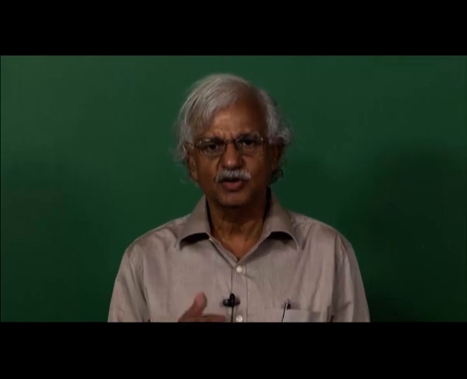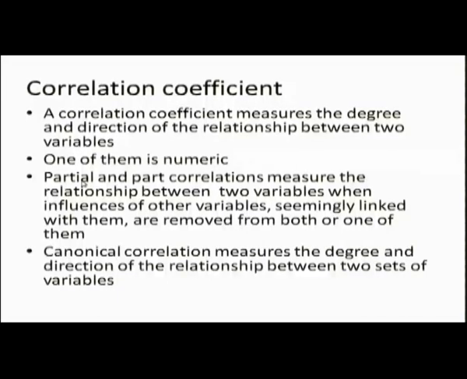And if the effect of z is removed from only one of them, either x or y, and then the correlation coefficient between x and y is calculated, then it is called part correlation. So, this is the difference between partial and part. In partial, the effect of z is removed from both, and in part, the effect of z is removed either from x or from y.